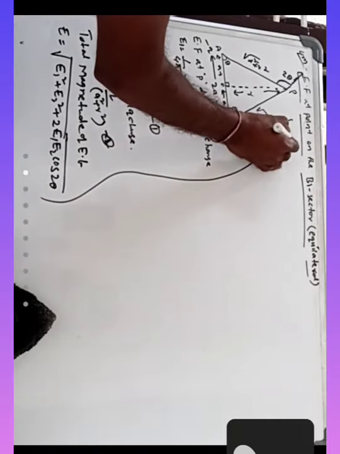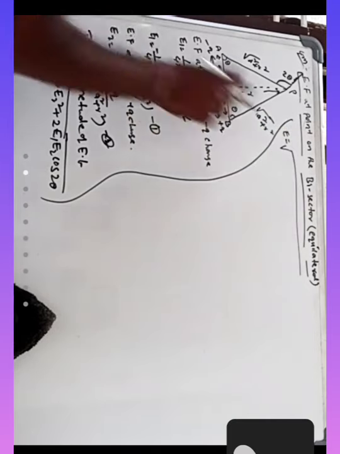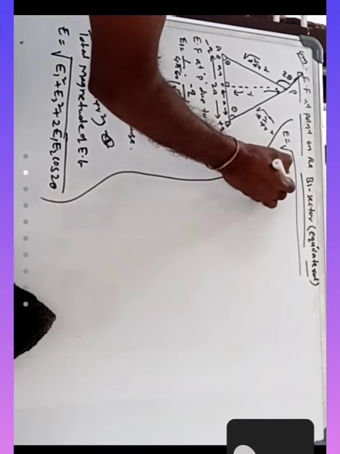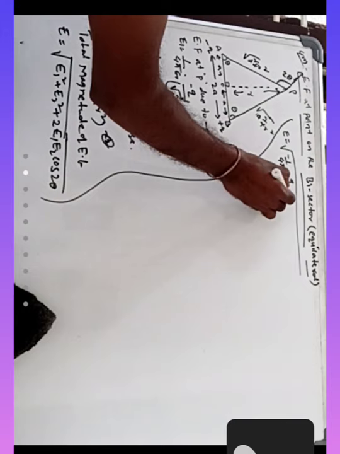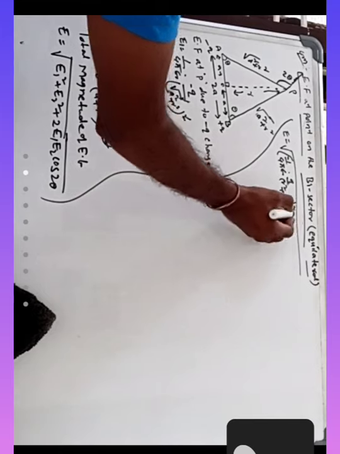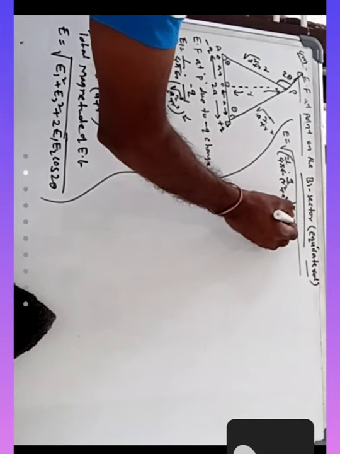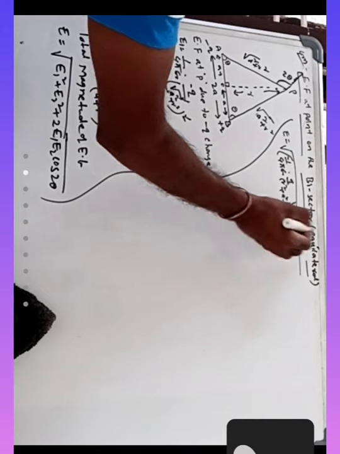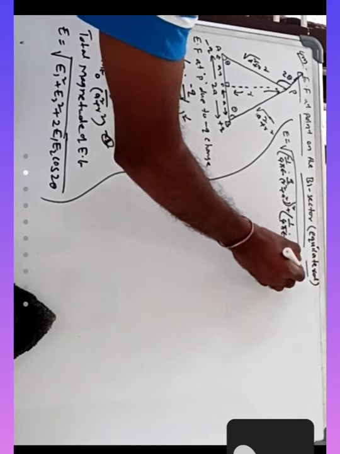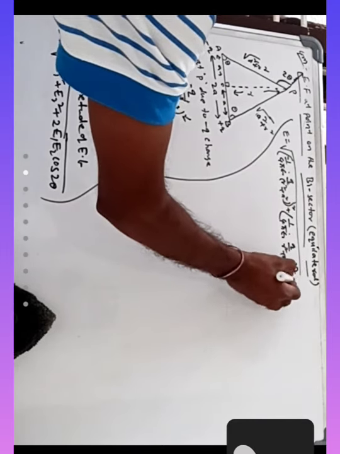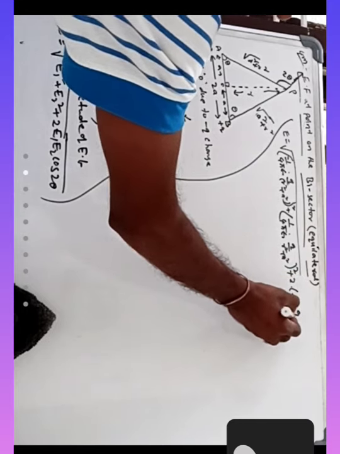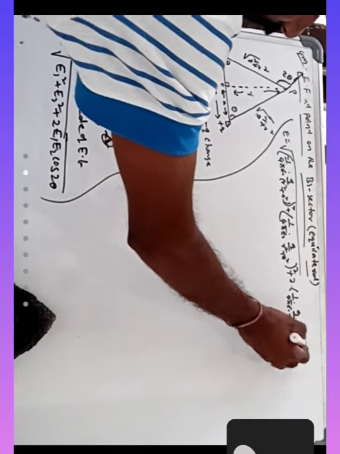So E is equal to the square root of E1 squared, minus 1 by 4 pi epsilon naught into Q by (R square plus A square) whole square. So minus also will become plus only. So now plus E2 square, 1 by 4 pi epsilon into Q by (R square plus A square) whole square, plus 2 into E1, 1 by 4 pi epsilon naught into Q by R square plus A square, into the same.